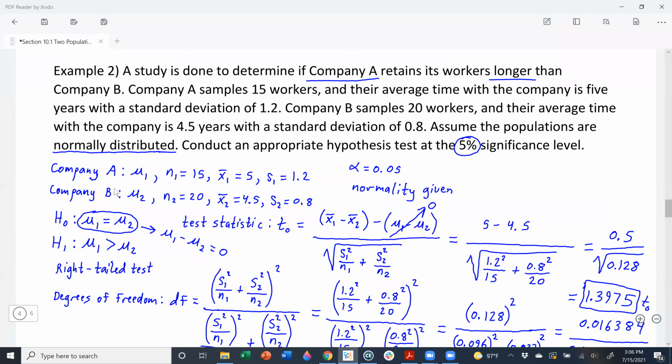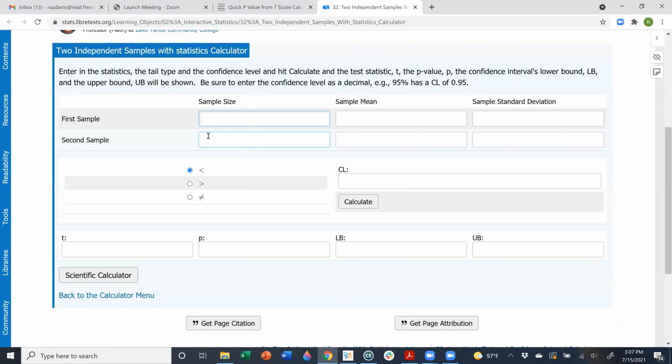Okay, so we want to just enter all of this information right here. The sample size for company A, which I called sample number 1, was 15. The sample mean for that one was 5. The sample standard deviation for that one was 1.2.